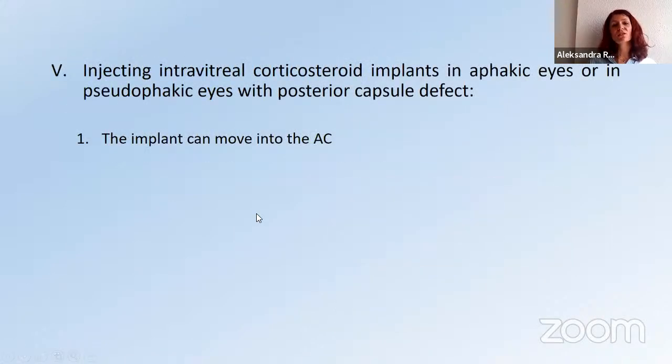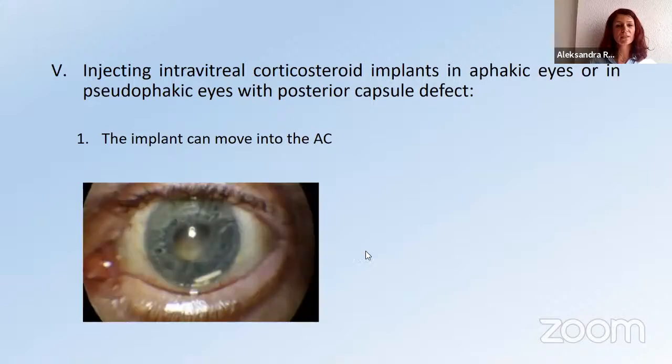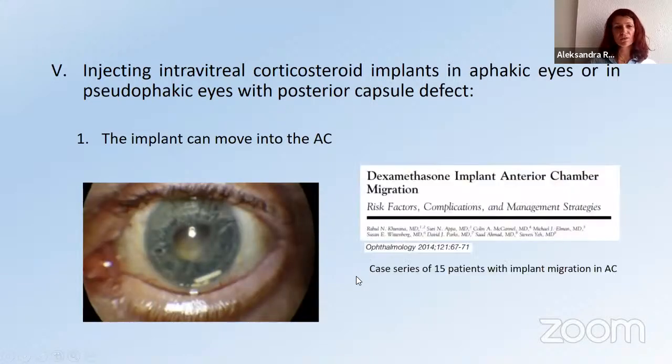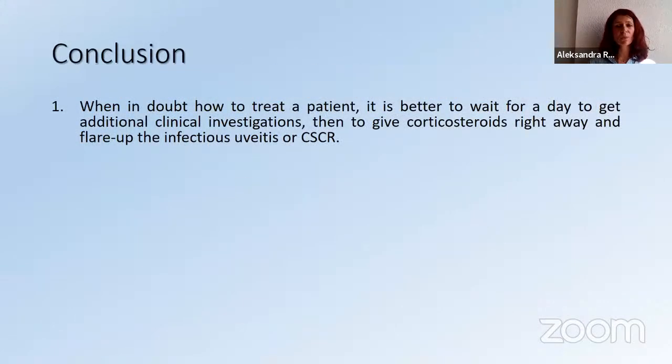And finally, injecting intravitreal corticosteroid implants in aphakic eyes or pseudophakic eyes with posterior capsule defect. Of course, the implant can move into the anterior chamber, and many series were documented. This is one of the largest, with 15 patients with migration in the AC. So this is contraindicated.